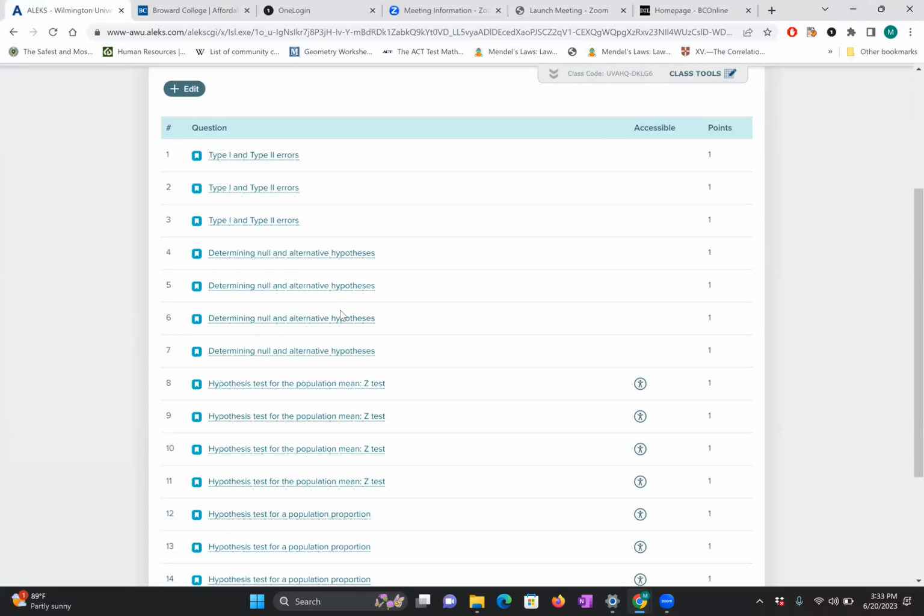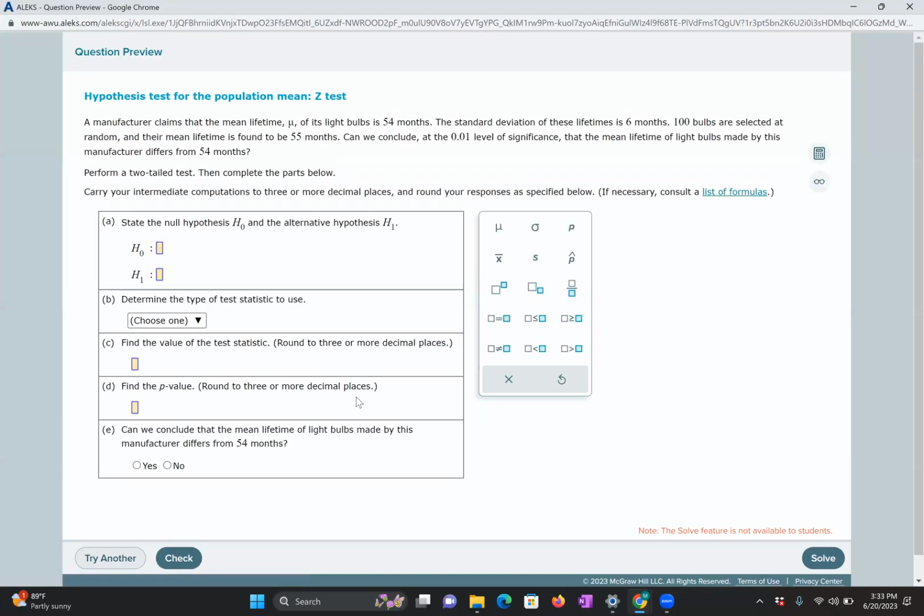All right, let's take a look at the next type of example, which is a hypothesis test for a population mean, a z-test. Okay, and we'll do this step by step. And be patient with yourself. I'll show you this in both Excel and on paper.